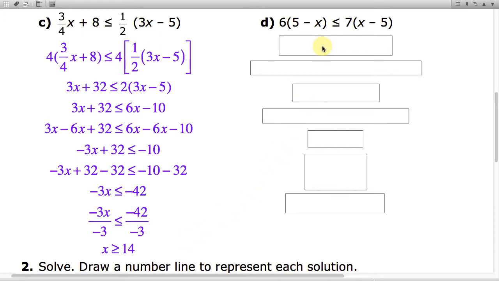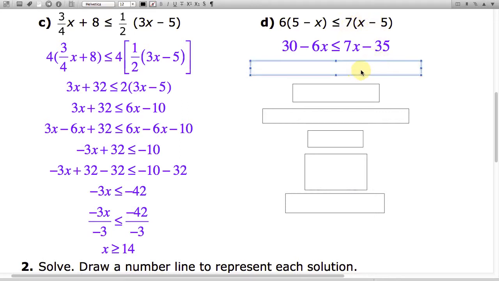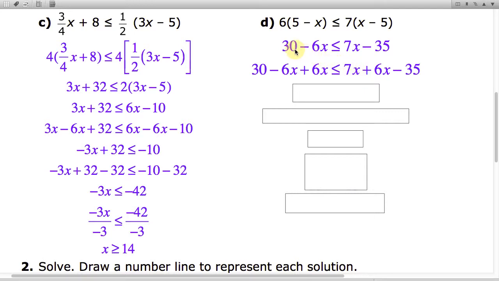Now let's take a look at part D. No fractions, no decimals, but we do have brackets. We need to expand the brackets first. So using the distributive property, 6 times 5, 6 times negative x, 7 times x, 7 times negative 5. Now we put the variables to one side, and I've decided to move my variables to the right this time. So here's a variable on the left. I want to get rid of it from here, so I add 6x, because those things will add to 0. 7x plus 6x gives me 13x.